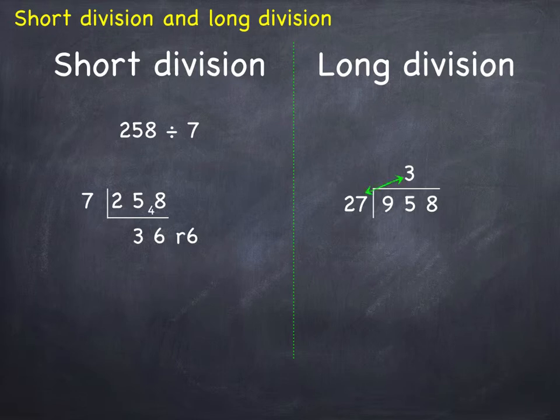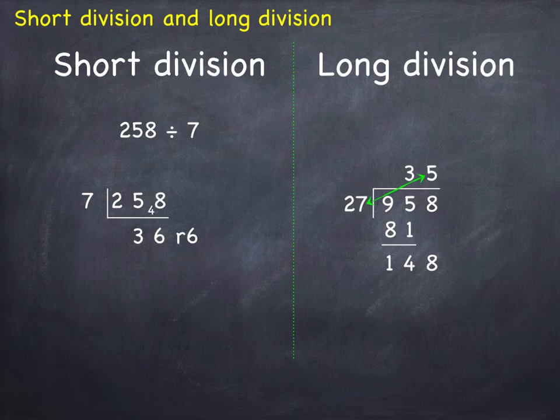Now multiply these two numbers. 3 times 27 is 81. And as before, I find the remainder by subtraction. That's 14. Bring down the next figure, the 8, and now 27 into 148. 5 looks plausible, so I write the 5 here. And now to find the remainder.